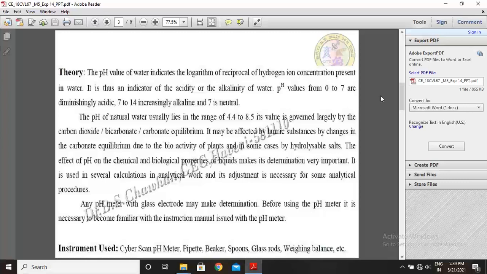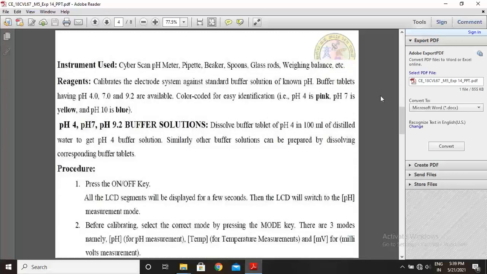So here the instruments used are a cyber scan pH meter, pipette, beaker, spoons, glass rods, weighing balance, etc. So these are the equipments and instruments used to execute this experiment. The instruments we have seen here along with the apparatus.